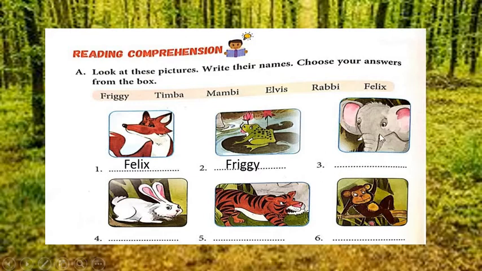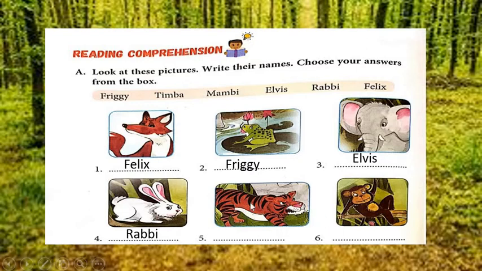Now see number 3, you all know this is an elephant. So, what is the name of the elephant? We have learned in the picture, no? If you have read the lesson, you will know it. So, number 3 is Elvis, E-L-V-I-S, Elvis, elephant. Now see number 4, a rabbit is there. So, the name of the rabbit is Rabbi, R-A-B-B-I, Rabbi.